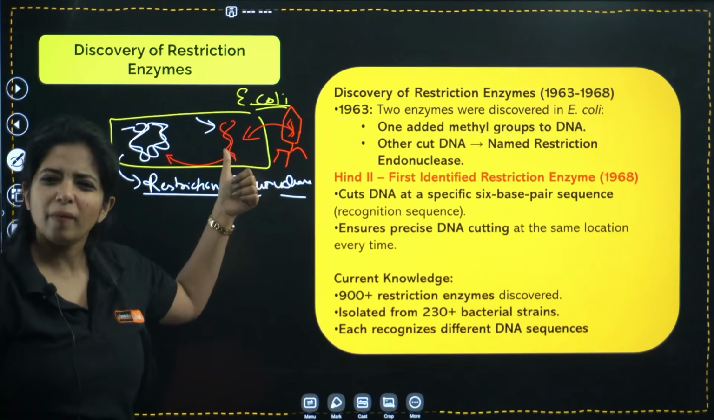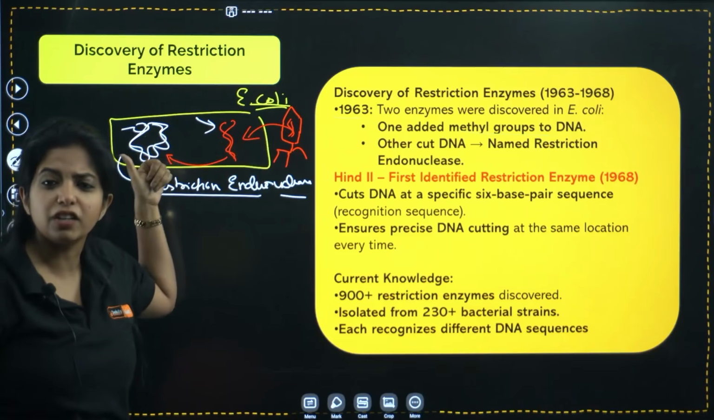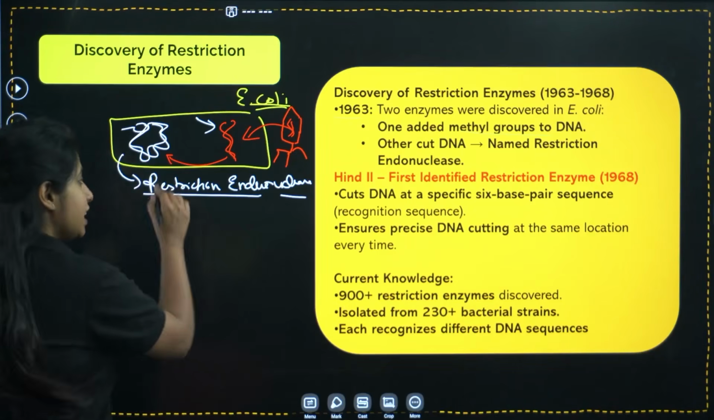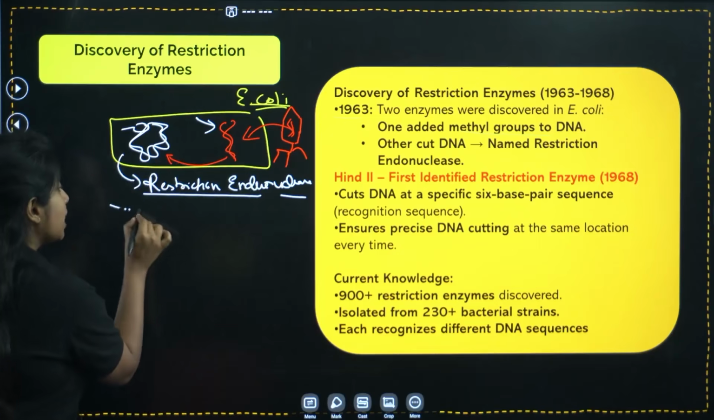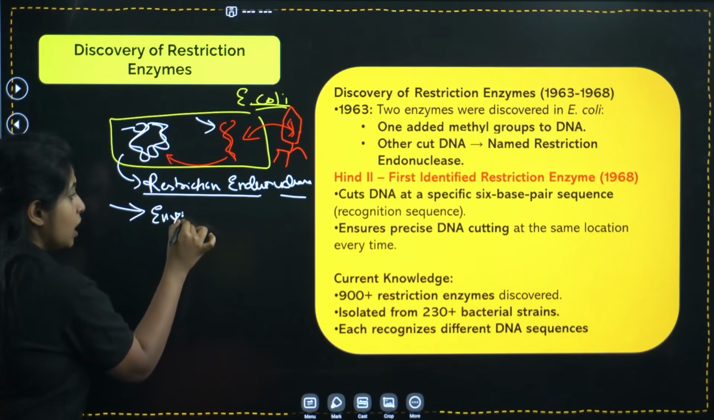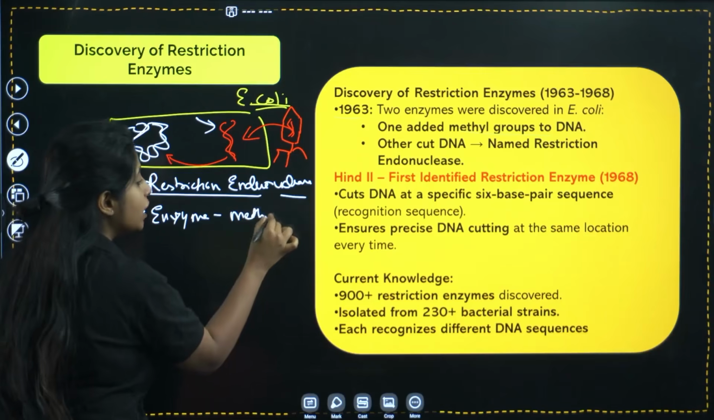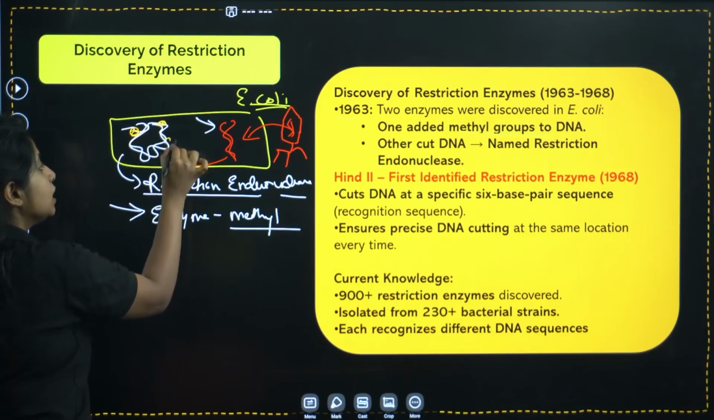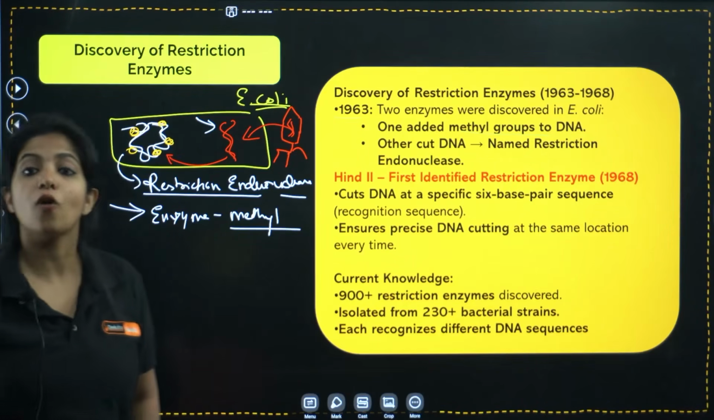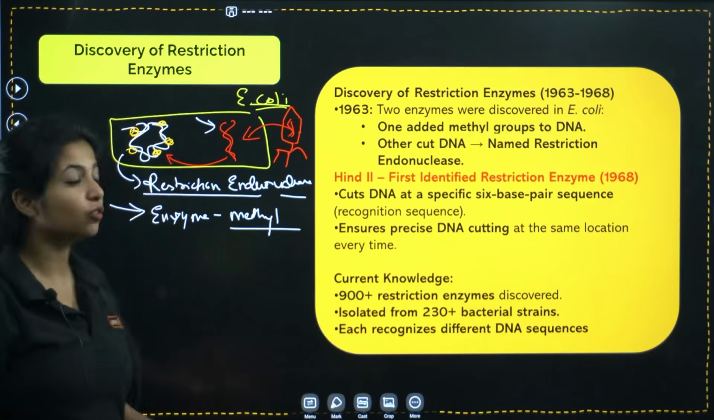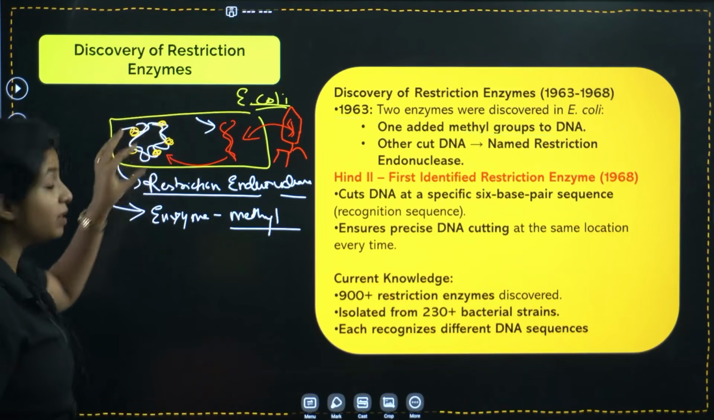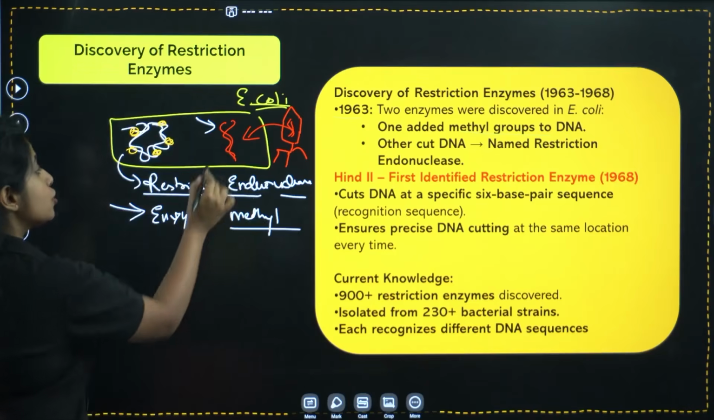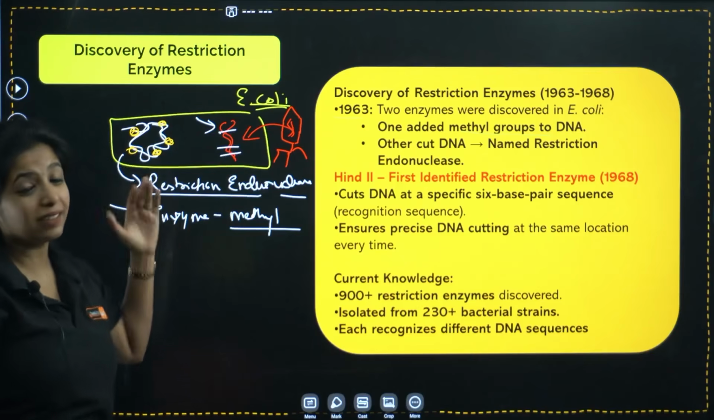So ma'am, the genetic material is also here. Why does it not cut its own genetic material? There is a reason. When I say it's a defense mechanism, yes, restriction endonuclease was the first one. The second one was one more enzyme, which was adding a methyl group. This enzyme added a methyl group onto the genetic material of the E. coli. Whenever your genetic material is methylated, the restriction endonuclease cannot act on it. Otherwise it will just act on it and cleave it. So it's like a signal that you do not have to cut me.